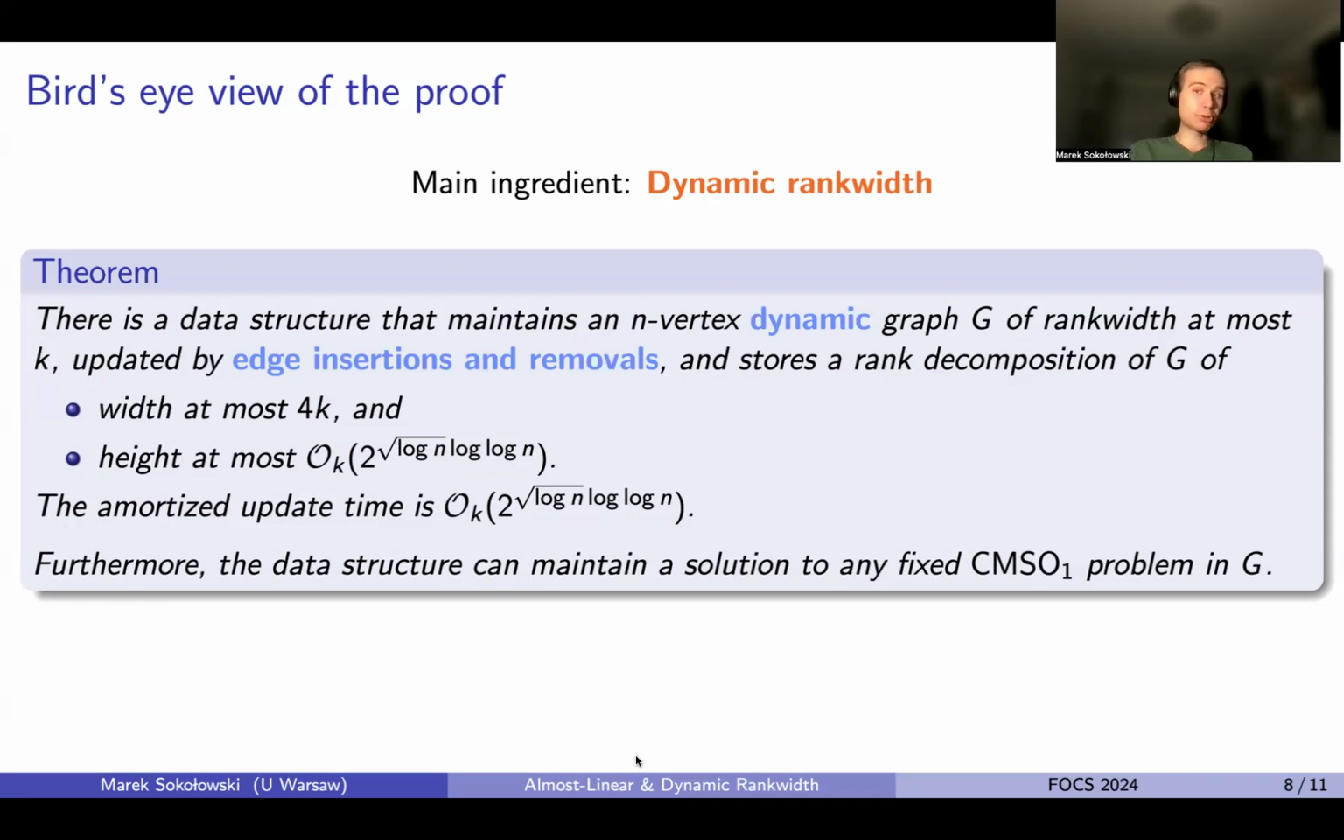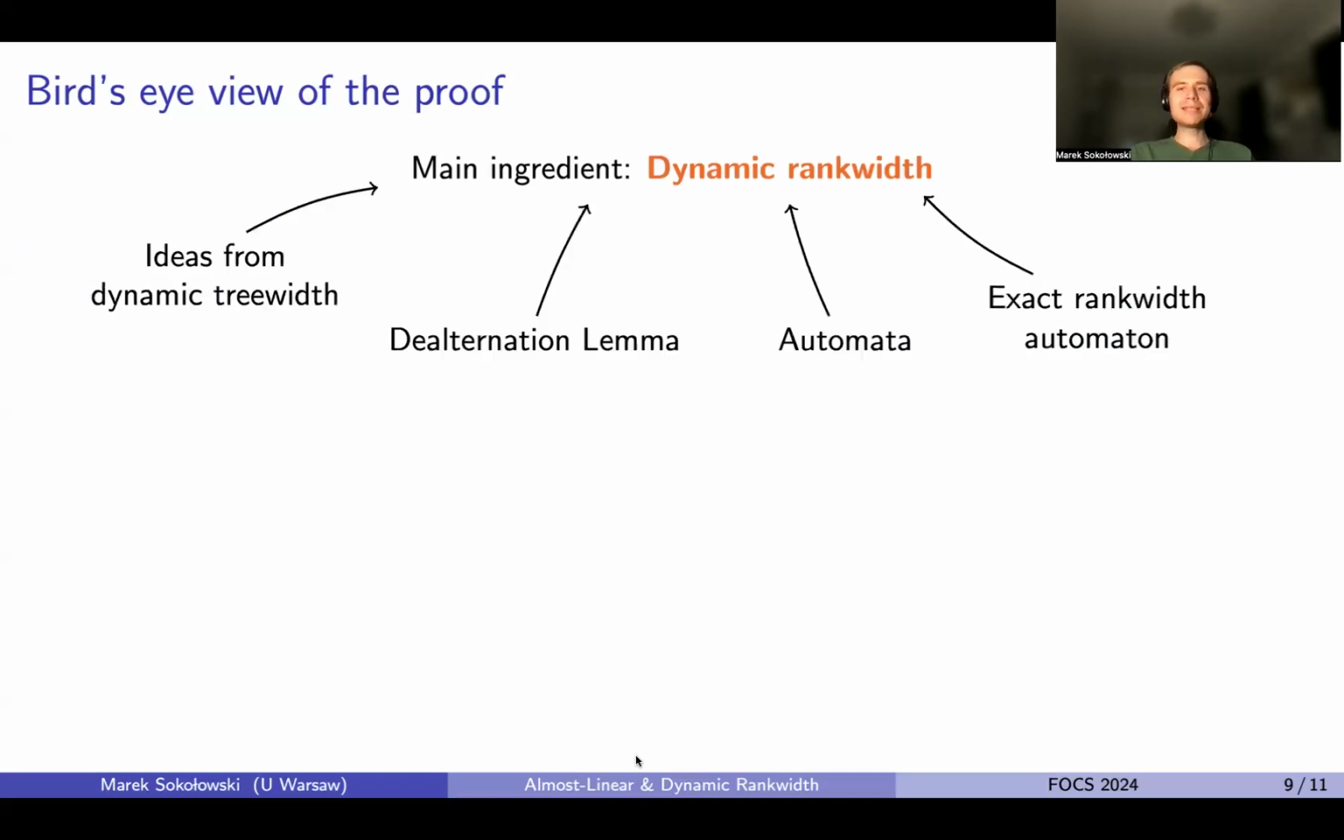Also, this data structure can be amended so that it can maintain a solution to any fixed CMSO1 problem we like for that graph. Also, a quick mention that the types of updates we can permit in this data structure can be a bit larger, like we can permit kinds of dense updates in the graph, but for simplicity, we only state this basic version of the theorem here. Okay, and let's now go through 4 different things we use in the proof of this dynamic rank width data structure theorem. There are some more, but those are the ones that I believe are the most important.